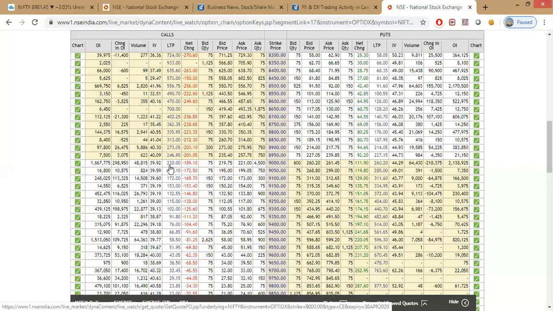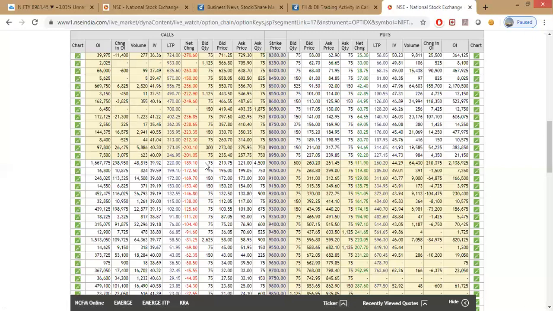LTP is the last traded price, which keeps changing during the day. Currently it is 220 for the 9000 strike price call option, and this also keeps changing. Net change is shown here. The bid quantity, bid price, ask price, and ask quantity are of not much importance here.